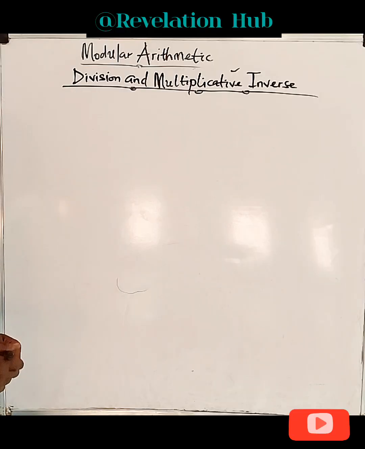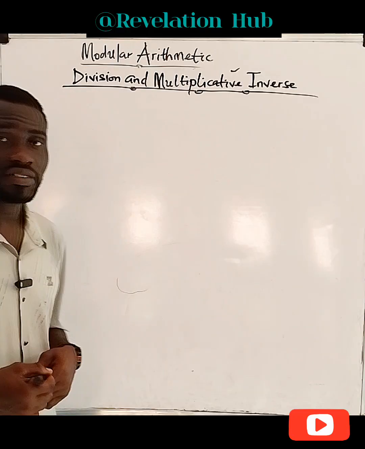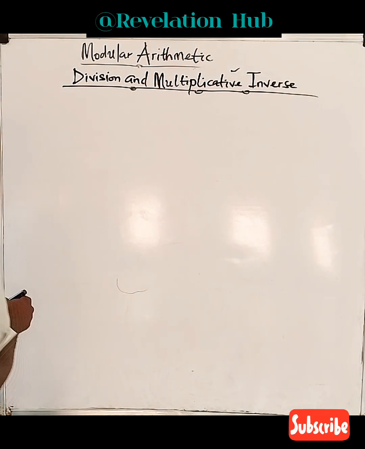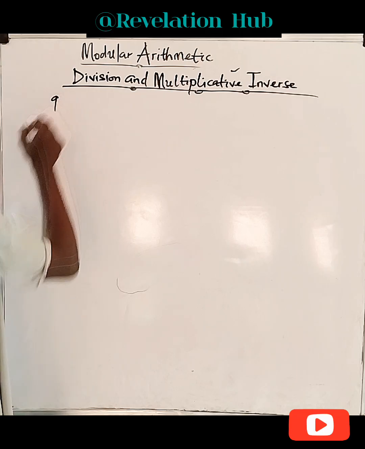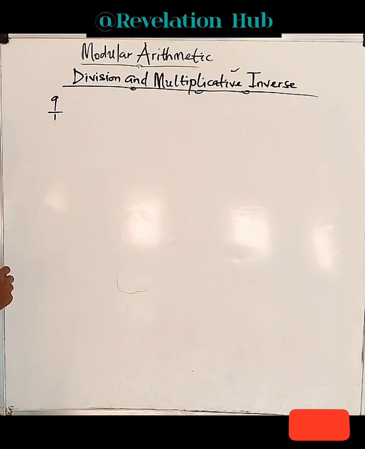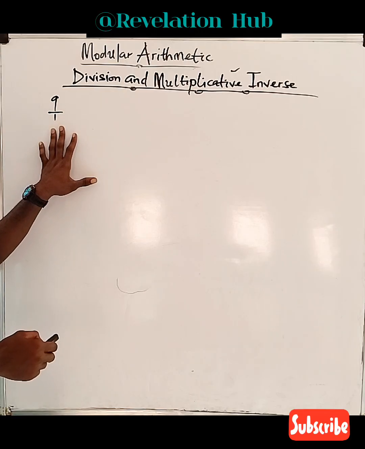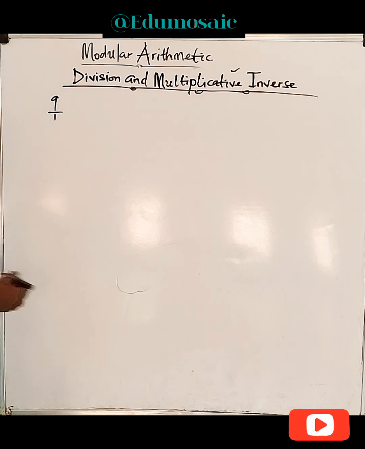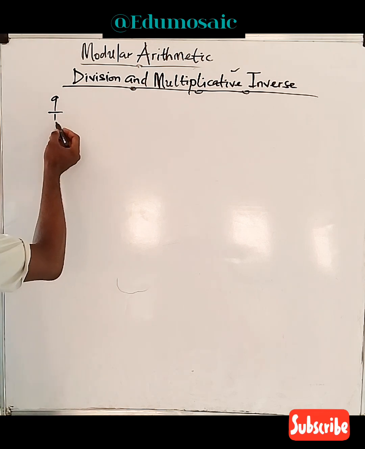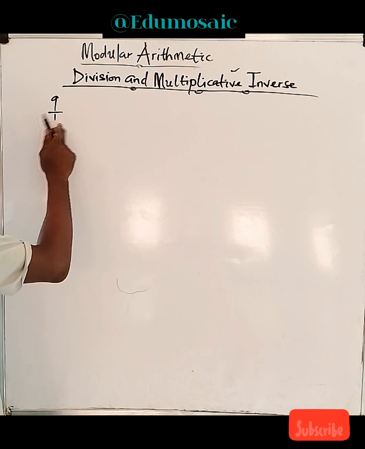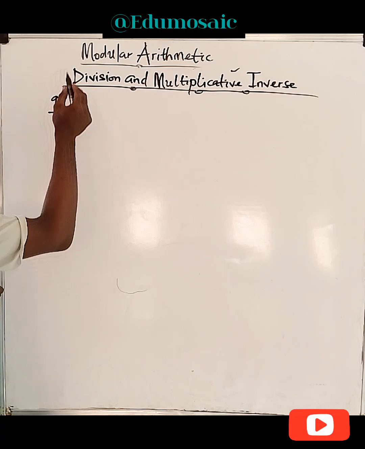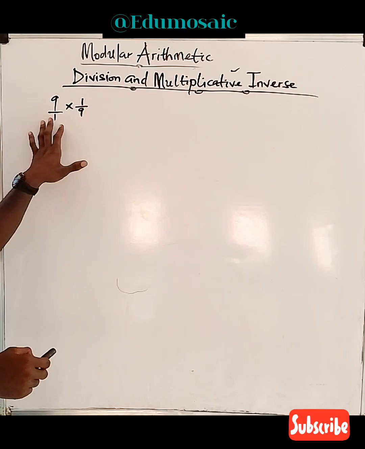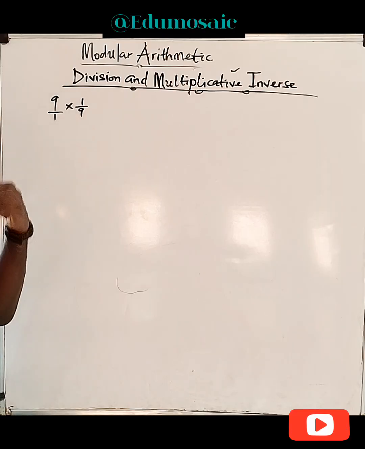So when we talk about multiplicative inverse, what does it mean? The same way we have additive inverse, we have a multiplicative inverse. Let's say 9. Don't forget that 9 is 9 over 1. The multiplicative inverse of 9 over 1 simply means what we're going to use to multiply 9 over 1 that will give us 1. For us to get the inverse of 9 over 1, the denominator becomes the numerator and the numerator becomes the denominator. That will be times 1 over 9. So the multiplicative inverse of 9 is 1 over 9.